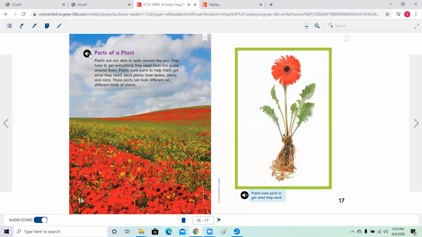And we learned this when we had the daisy and onions. Both plants have roots, leaves, and stems, but different colors and different shapes. Plants have parts to get what they need. As we say, they don't move, so their parts help them to survive and get what they need.